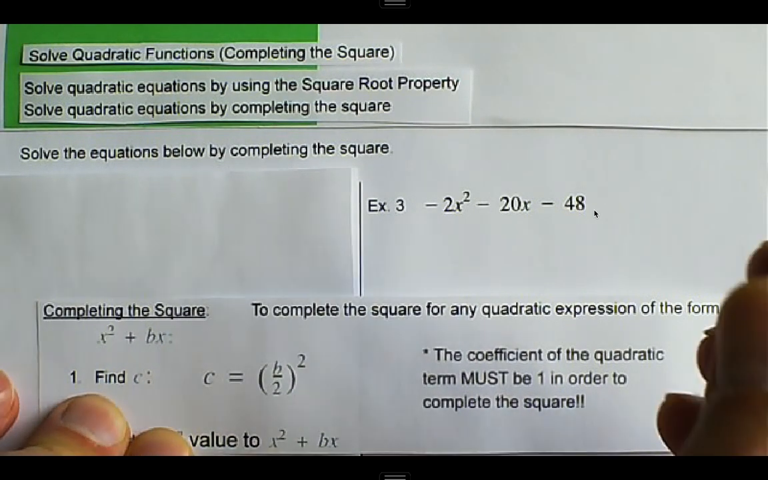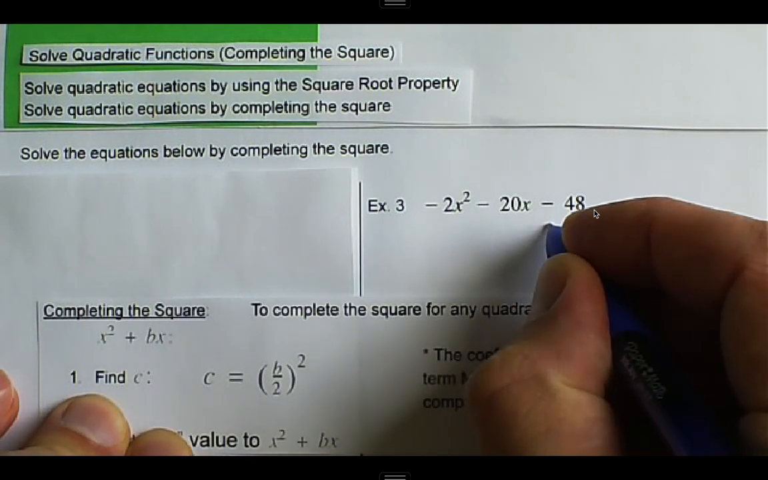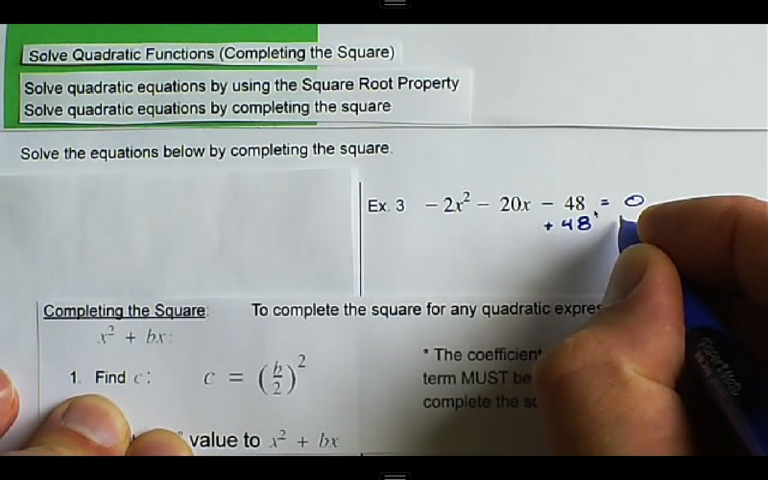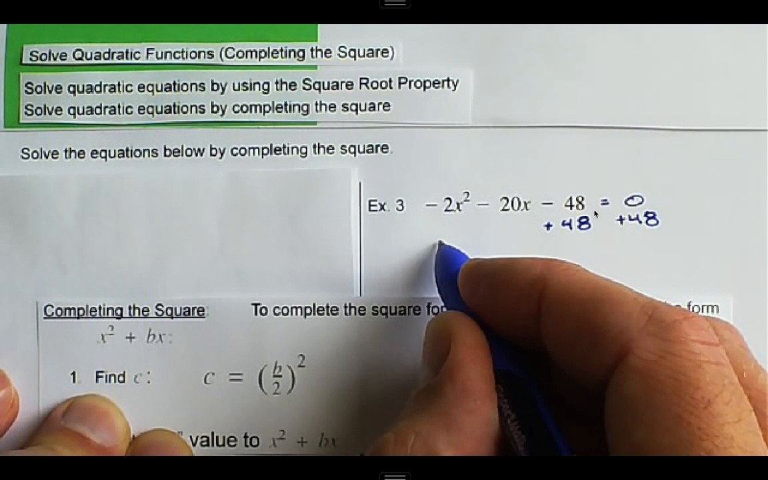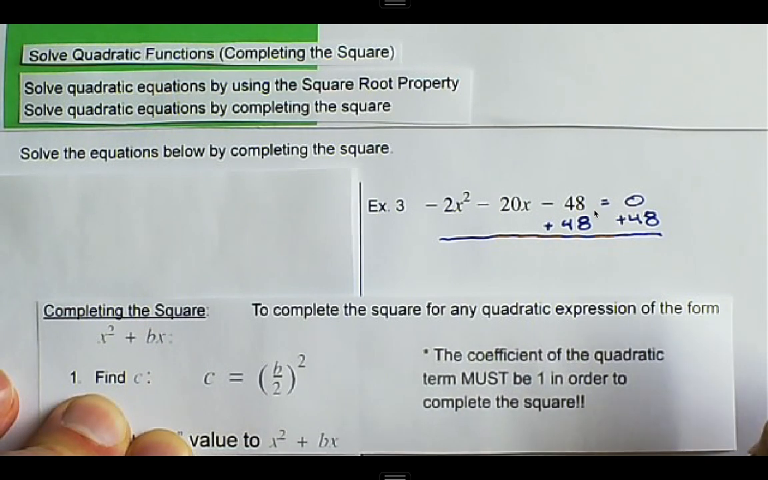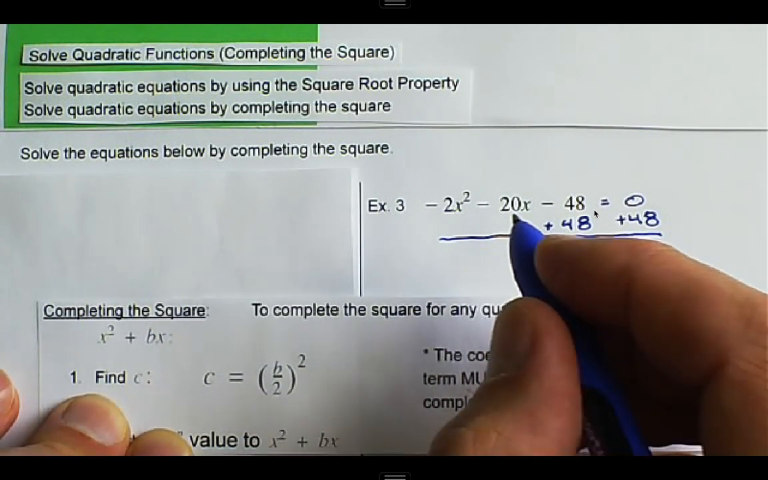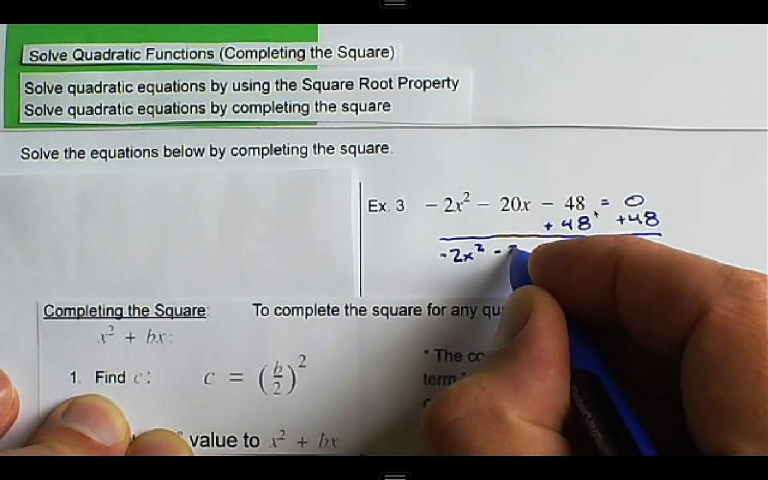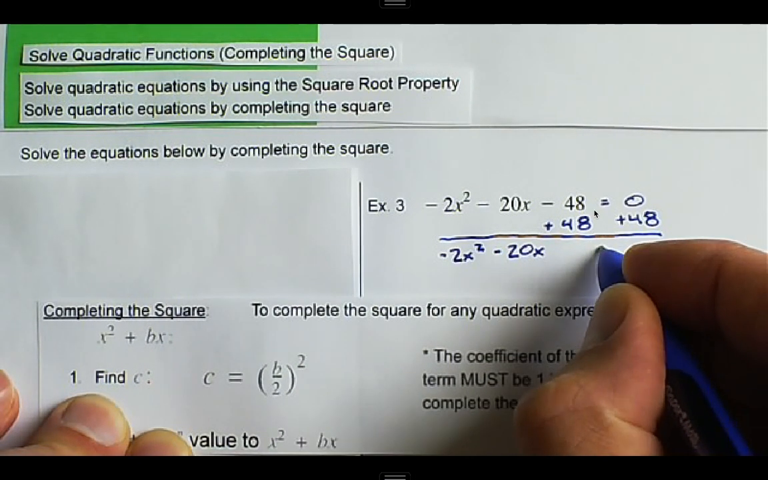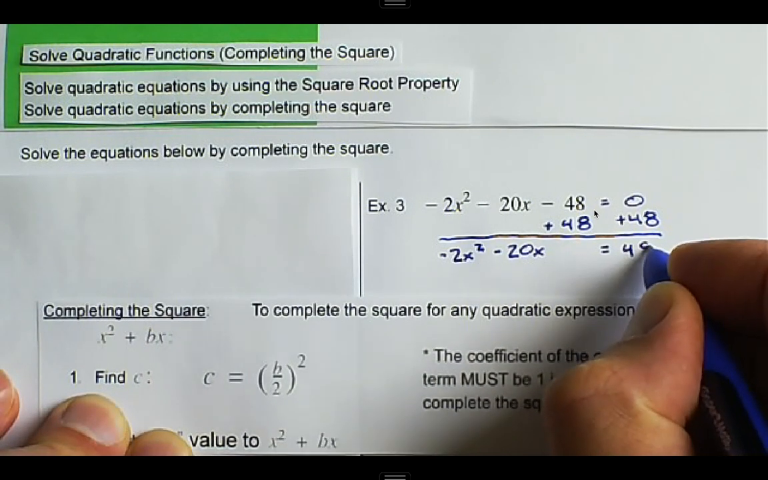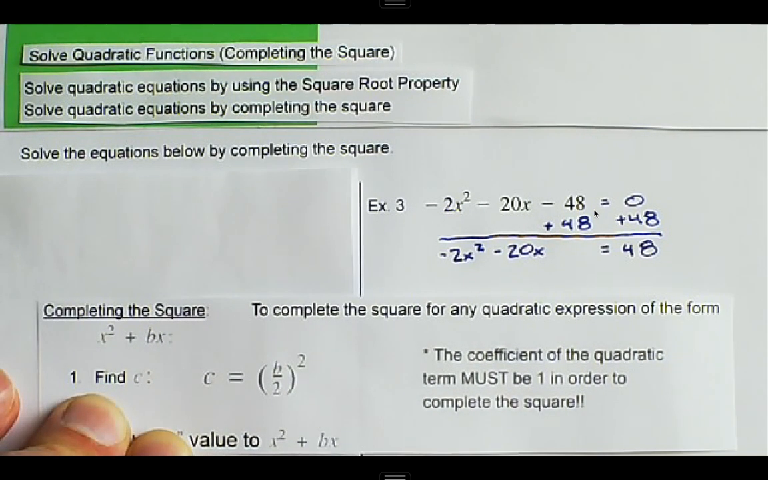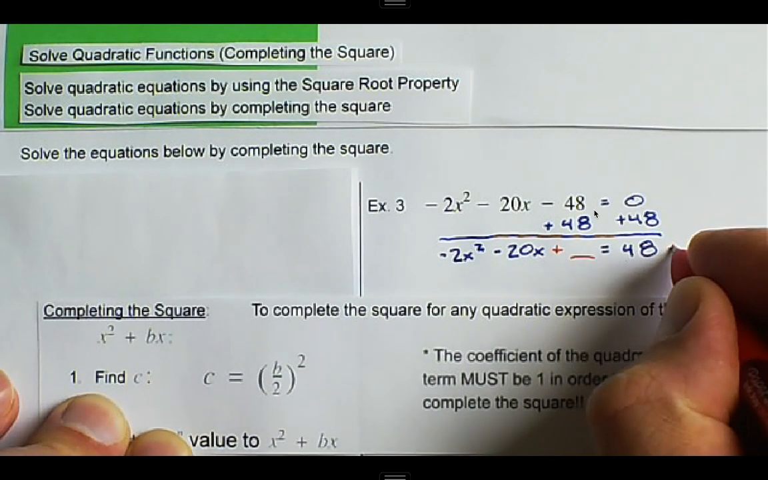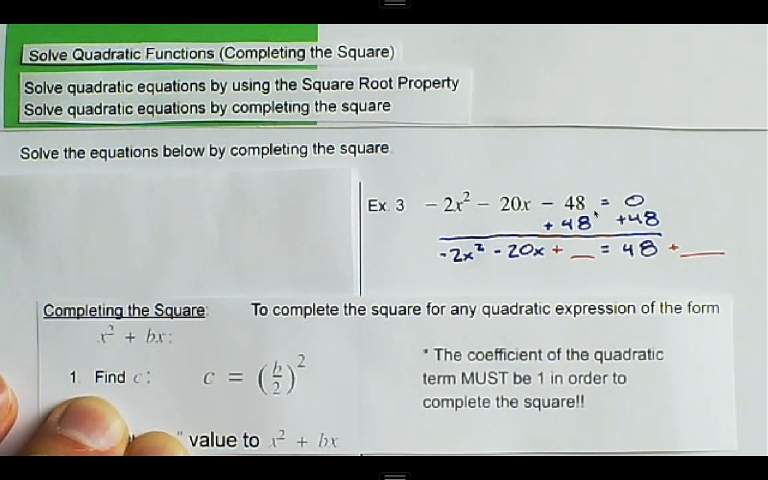In order to do that, we have to add 48 to both sides. So we can add 48, and we can set this side equal to 0 and add 48, because we're trying to find where the quadratic function crosses the x-axis. So then we get -2x squared minus 20x equals 48. I left that space there because there's going to be some value that we are going to have to add here, that we're going to have to add to both sides in order to keep the equation balanced.